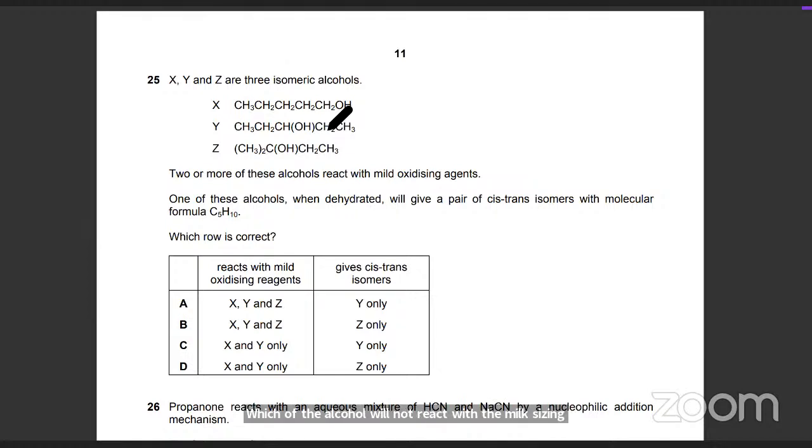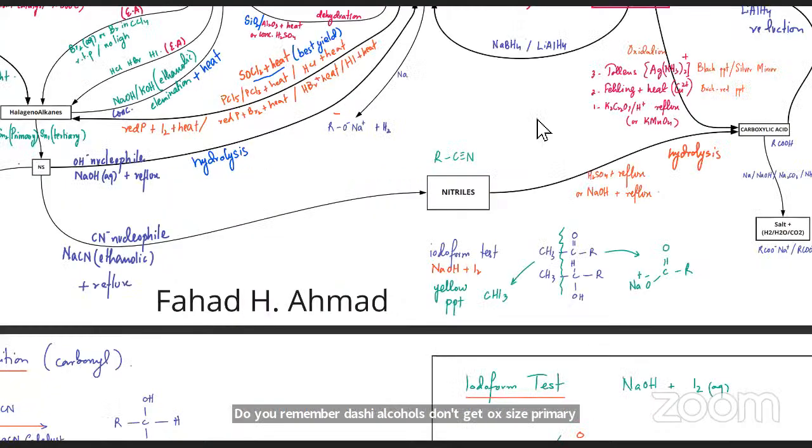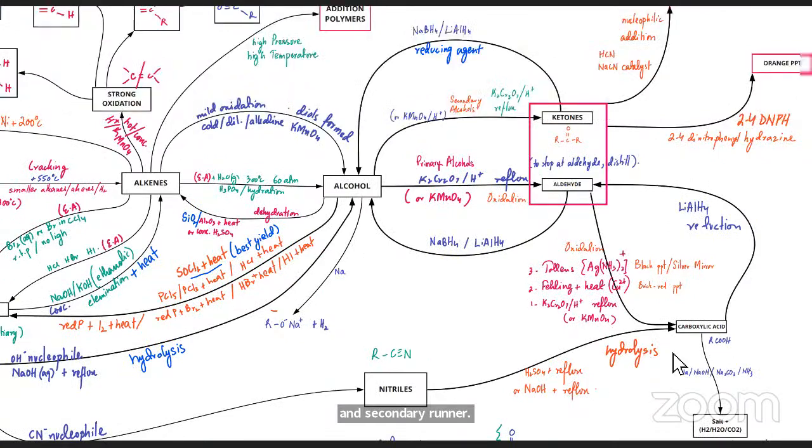Here I think it is Z. Remember, tertiary alcohols don't get oxidized. Primary alcohols will turn into an aldehyde, and the aldehyde will get further oxidized to a carboxylic acid. Secondary alcohols will turn into ketones, but tertiary alcohols have no oxidation whatsoever.